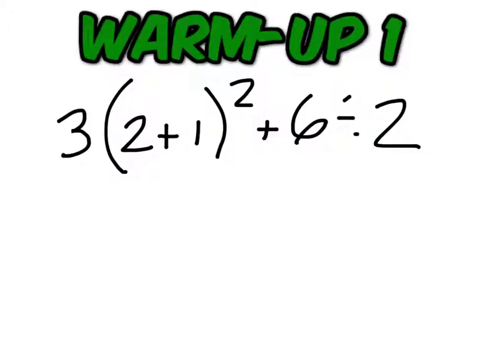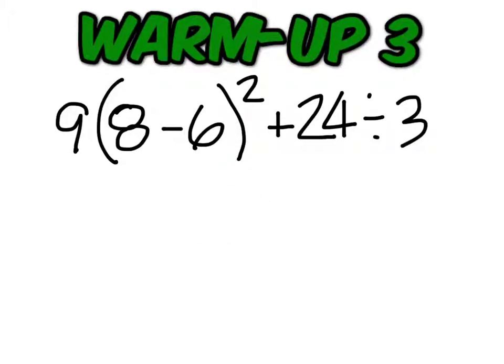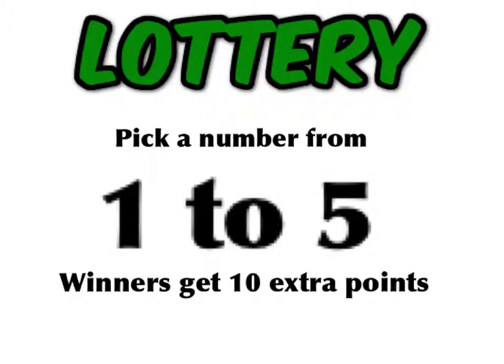Everybody had that one. The answer is 30. Everybody had that one. The answer is 36. Everybody had that. The answer is 44. Pick a number from 1 to 5. Winning number is 4.